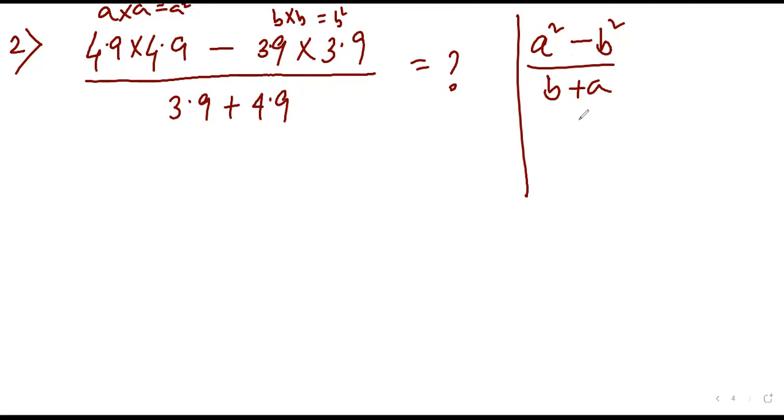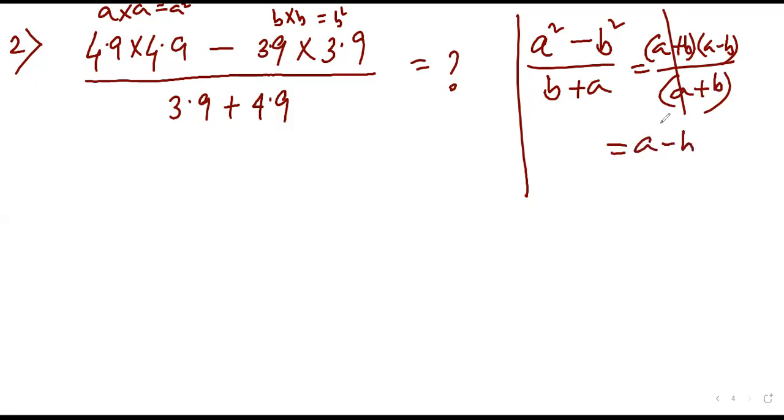As addition is commutative, it is not a big deal that we are given just reverse order. Okay, just see the numerator can be expressed in terms of a plus b and a minus b. And the denominator is in the form of a plus b. These two will be cancelled out, and after that the answer is a minus b. And what is a? 4.9, and what is b? 3.9. So subtract it, 1 is the answer. Clear?